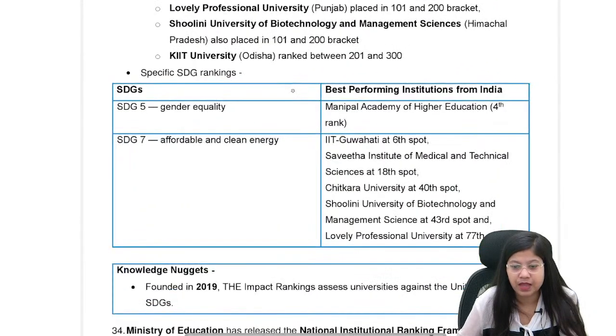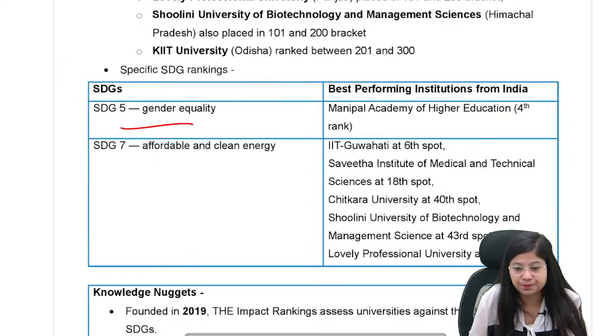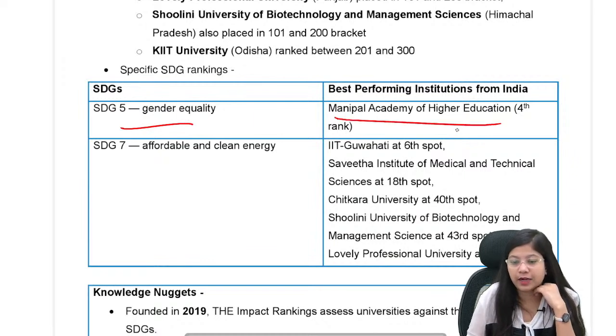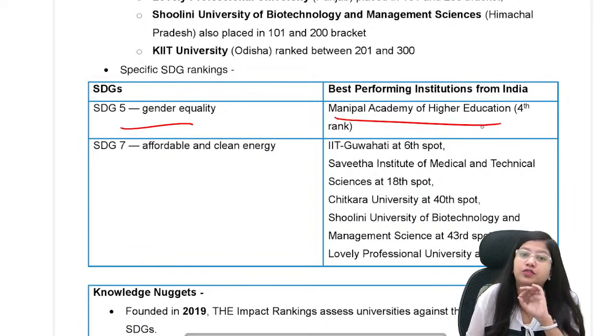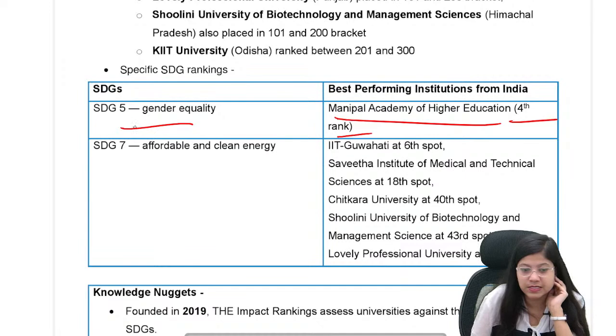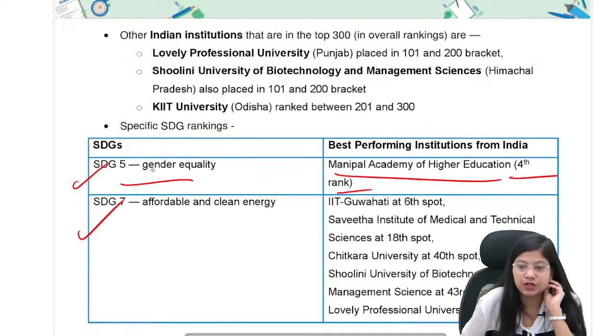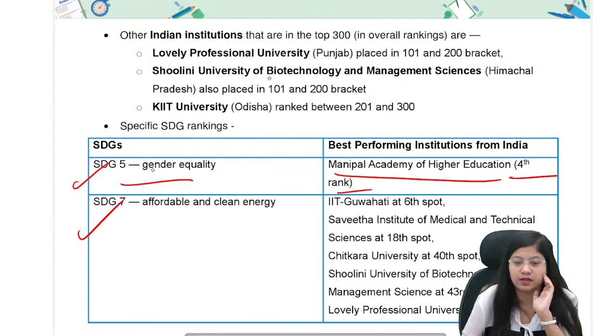As far as SDG 5, gender equality, is concerned, Manipal Academy of Higher Education is performing really well. It is at the 4th rank globally. So this is basically, guys, the individual SDG wise ranking, and here we have been given the overall rankings.